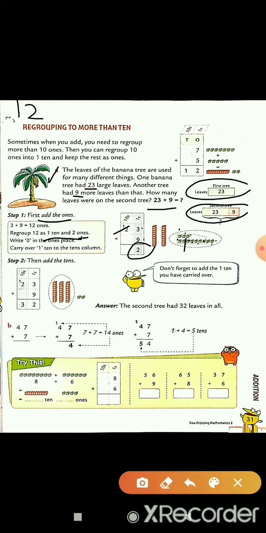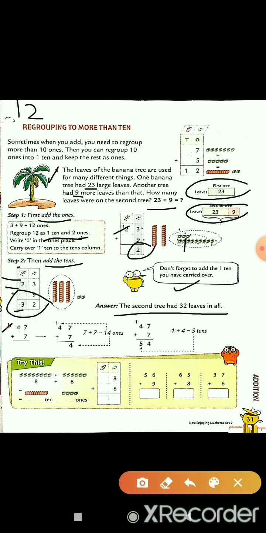After that, step 2, we have to add the tens. At the tens place, 2 and 1 which we have carried is there. So remember students, don't forget to add the 1 ten you have carried over. So 1 plus 2 gives us 3. So our answer is 32. The second tree had 32 leaves in all. Clear, students? Let us take one more example.